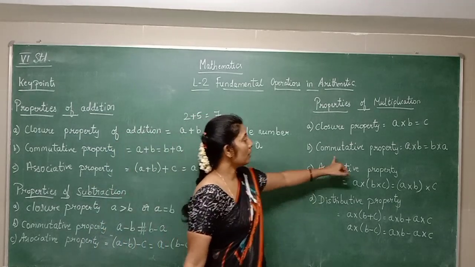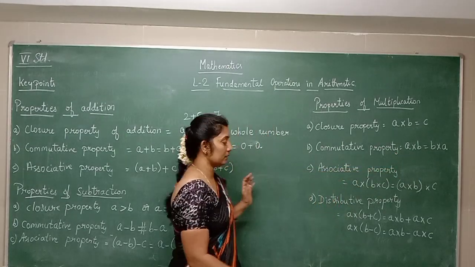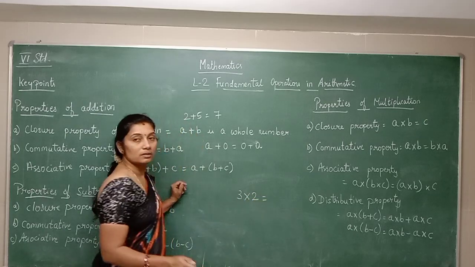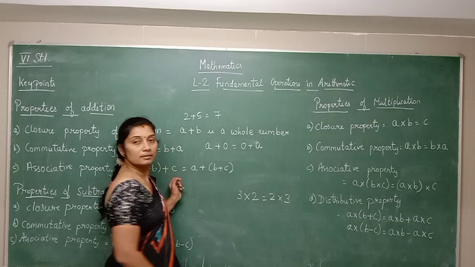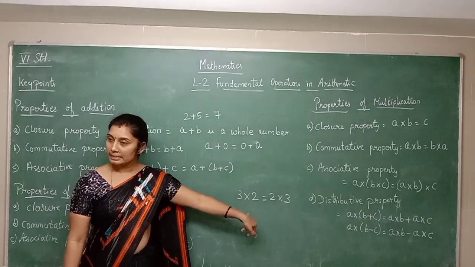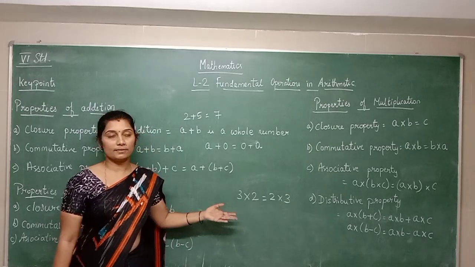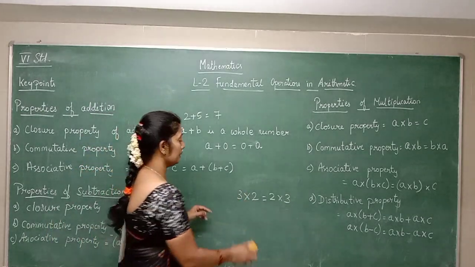Next, the commutative property says that A into B will be equal to B into A. See, when I say A is 3 and B is 2, it will be equal to B and A. 3 2s are 6, 2 3s are also 6. So it is equal. So A into B will be equal to B into A.